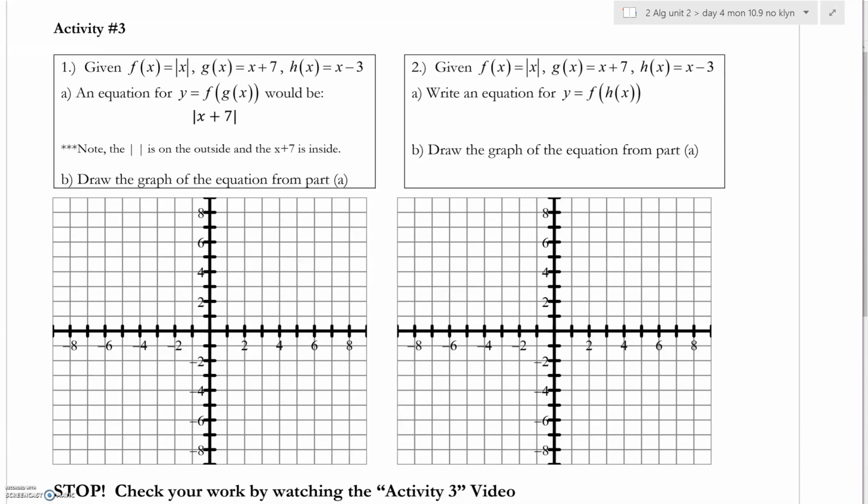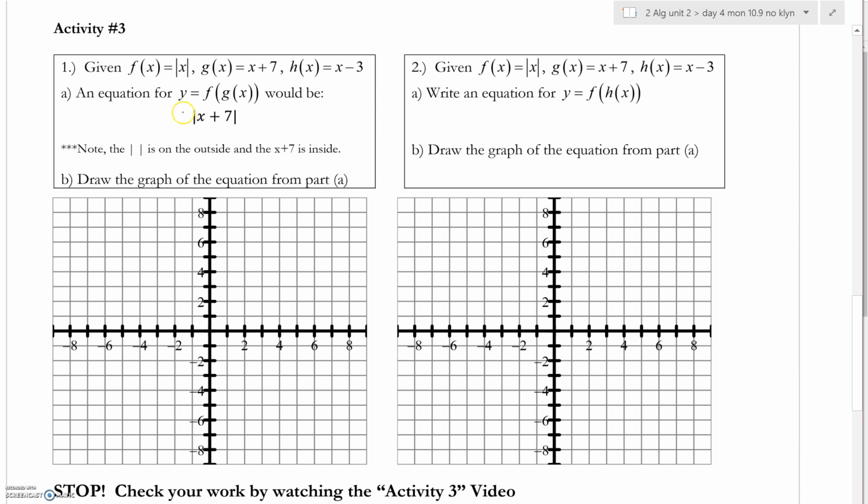If we want to graph this, we need to think about three things. Is there a stretch, or is there a change to the slope? Is there a horizontal shift, something that moves the graph left and right or changes the input? And is there any vertical shift, something that would change the output and therefore move it up and down along the y-axis? Well, looking at our composition here, we can see that there is no stretch written here.